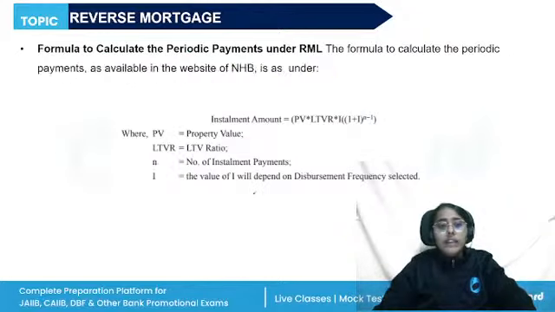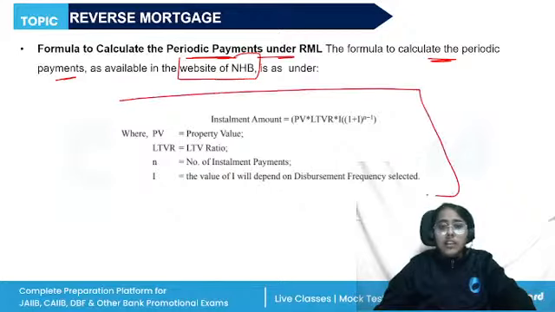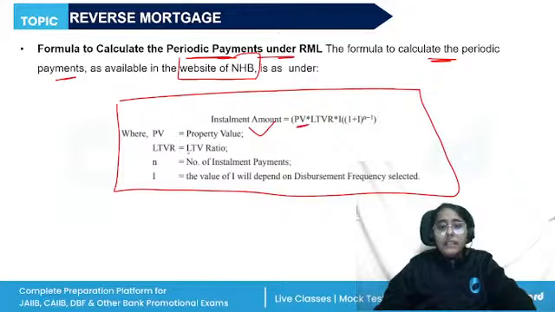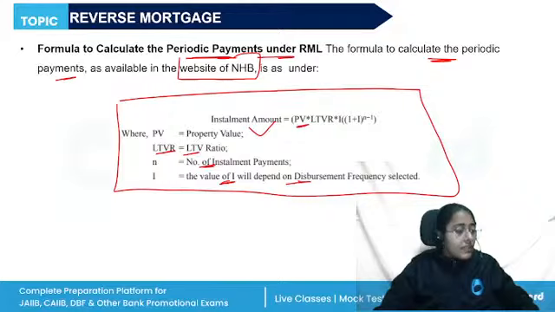Then how can we calculate the periodic payments under the reverse mortgage? We can do so by using the periodic payments formula as available on the website of the NHB. So this is the formula for that. PV, which is the property value, multiplied by the LTVR, which is the loan to value ratio. The number of installments is N and I is the value which will depend on the disbursement frequency, which is selected by the borrower. All right. So this is the formula to calculate the periodic payments under the RML.